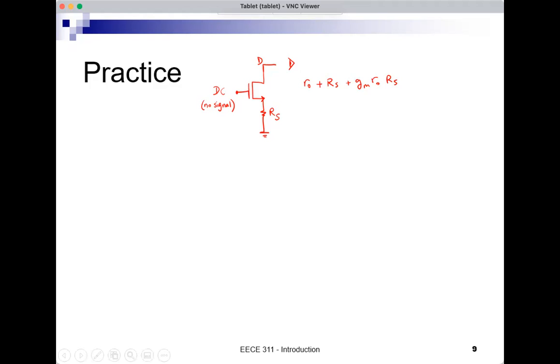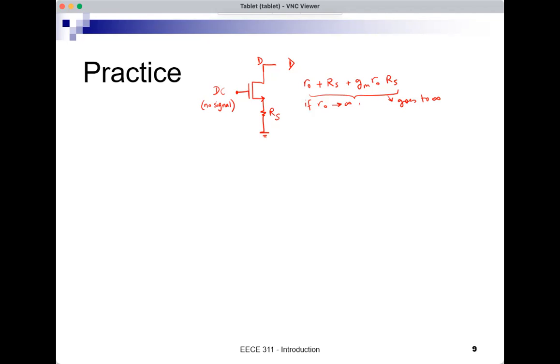So that's a nice result that we will actually use often. If RO goes to infinity, the whole thing goes to infinity. If there's no small RO, then this also goes to infinity, so the test source would have no current flowing out of it. But if RO is not infinite, we will get something. We'll get RO plus RS plus GM RO RS.